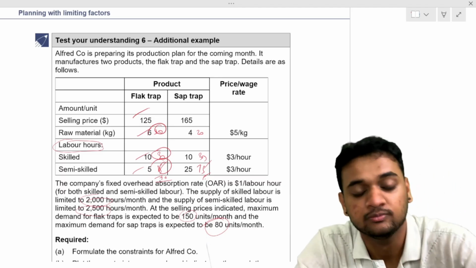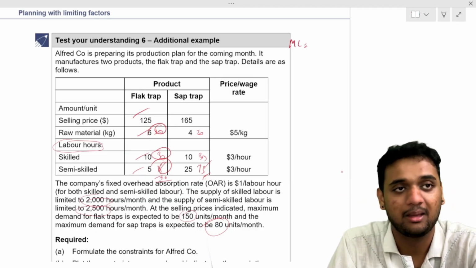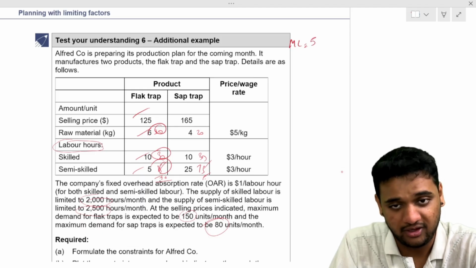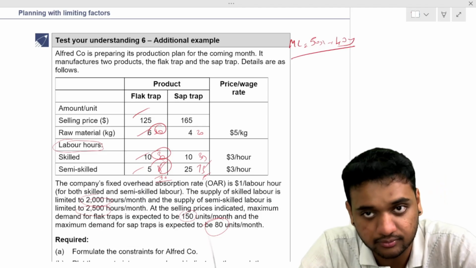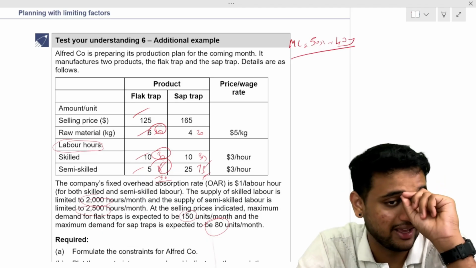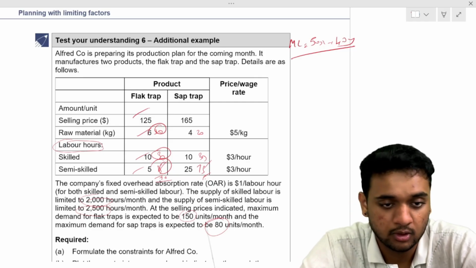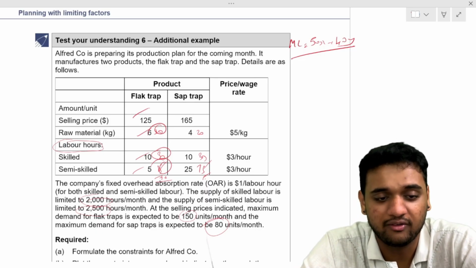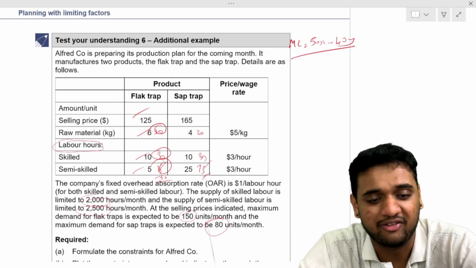Okay, first line we got. So what is the maximum contribution line? Maximum contribution is 50x plus 40y. So the first line is done. Next, what do we need? We need to find equations. What are the limiting factors given to us?